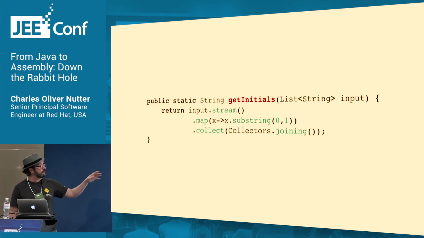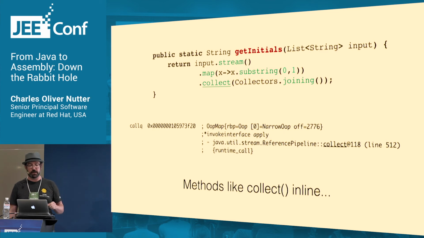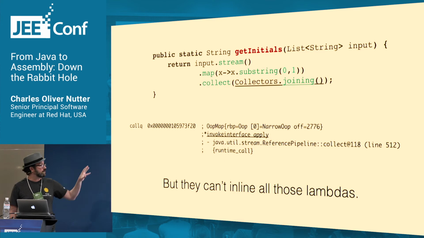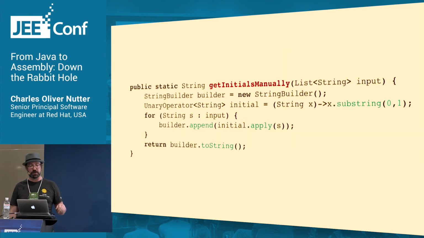So if we look at an example where we've got a couple lambdas here, methods like map and collect and so on inline. Map inlines just fine. Collect inlines just fine. But once it gets down to actually calling our lambda, that doesn't inline. And the JVM just can't do this right now. So we can have a solution: we'll write this code by hand. Here's a version where we basically implement the map and the collect ourselves, still using a lambda for the substring logic.